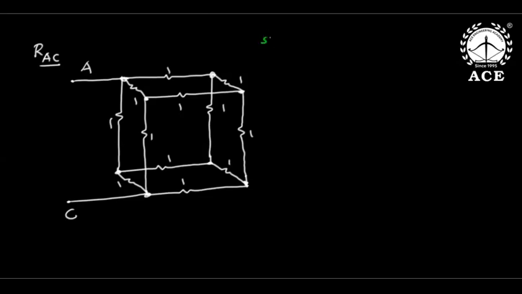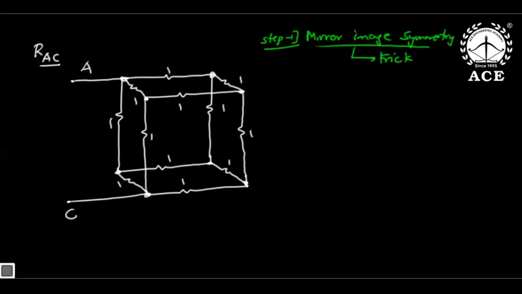See, step one is, I will write mirror image symmetry. Listen carefully, sir. This is a shortcut, a trick. The trick is how to write like this. Now, an important property of symmetrical networks is they can be expressed as mirror image with respect to a common axis drawn including the target terminals.